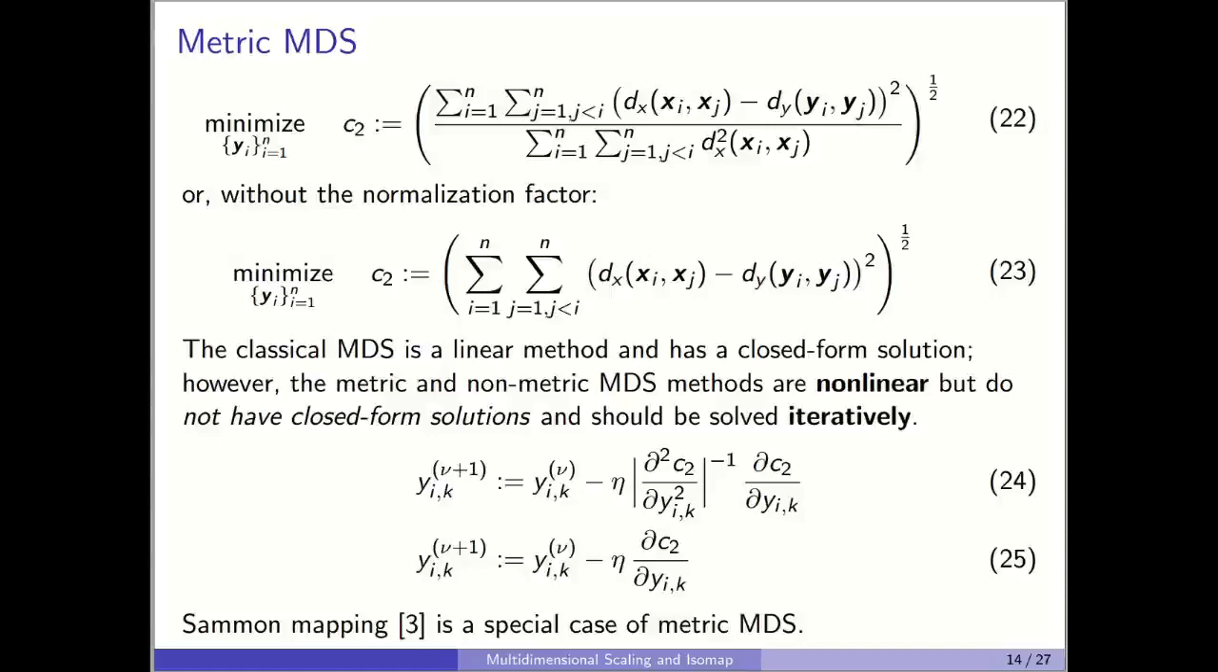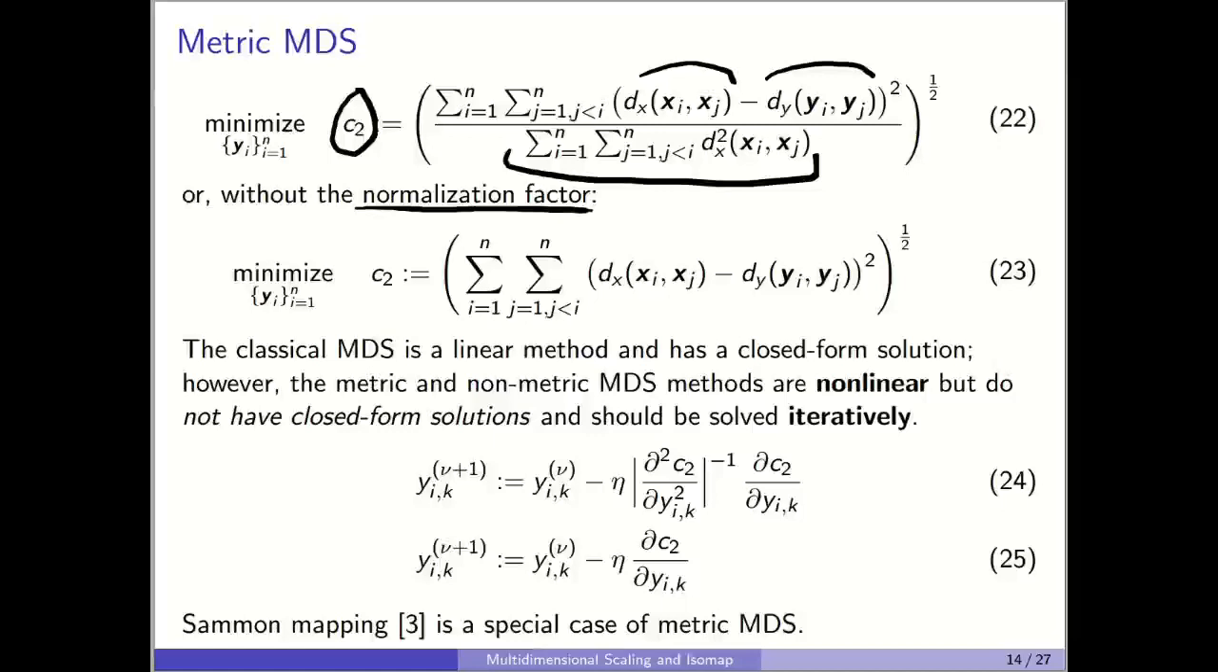It says that I want to minimize a cost function C2, where I want the distances, rather than similarities, of similar data points to be similar. So the difference of distances in the input space and in the subspace should be minimized. So the distances must be kept now rather than similarities. We also have in the denominator a normalization factor, or without the normalization factor, we don't have any denominator.